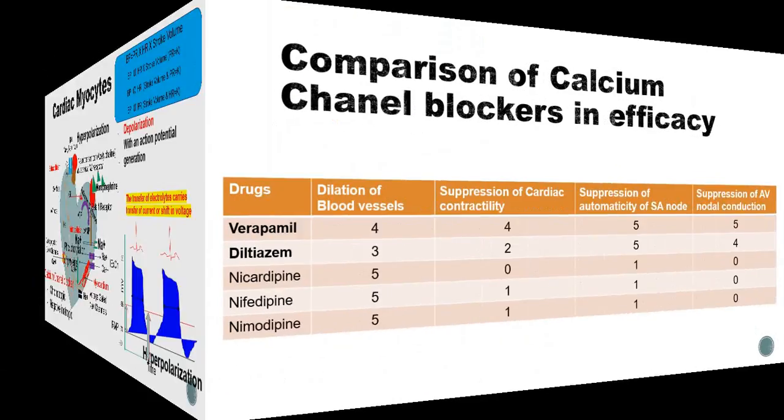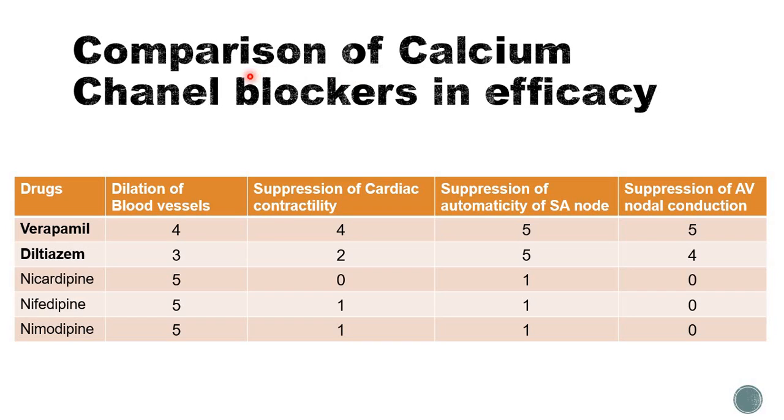Now let me see. This slide describes the comparison of calcium channel blockers so far as their efficacy is concerned. These are the key characteristics or parameters. Dilation of the blood vessels. The second key characteristic is suppression of cardiac contractility, suppression of automaticity of the SA node and suppression of the AV nodal conduction. Now verapamil and diltiazem are the two drugs that have a vasodilatory effect as well as suppression of SA nodal conduction at a higher rate. Suppression of the SA nodal conduction is comparatively higher than with nicardipine, nifedipine, nimodipine, you see.